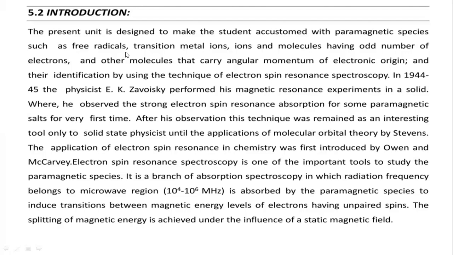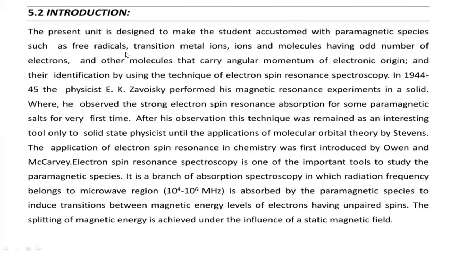The application of molecular orbital theory came after Stevens, and the application of electron spin resonance spectroscopy in chemistry was first introduced by K. Owens, a name basically related to semiconductor chemistry. And today, electron spin resonance spectroscopy is one of the important tools to study paramagnetic species.